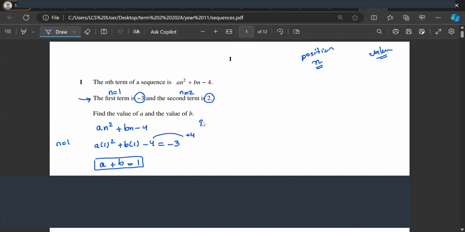Can we do the other one the same? I will substitute here by n equal 2. So a times 2 to the power 2 plus b times 2 minus 4, all of this equals 2. So 4a plus 2b, send the 4 to the other side by positive, it will be equal to 6. Okay, then this is the other one.